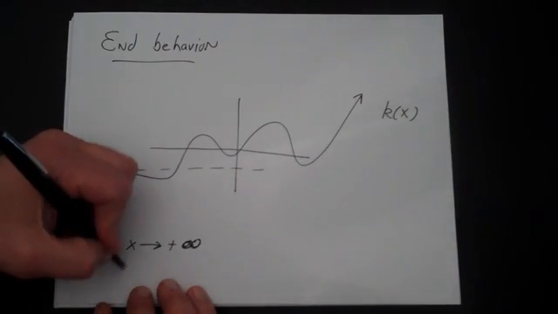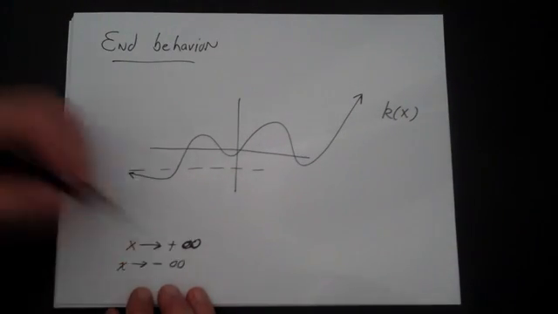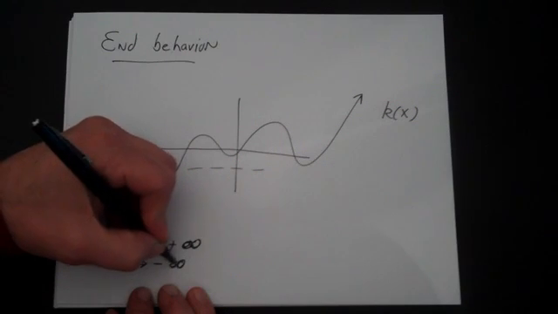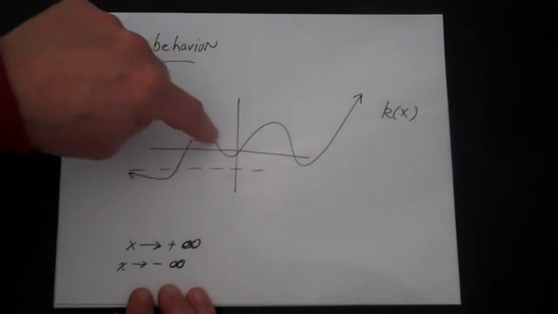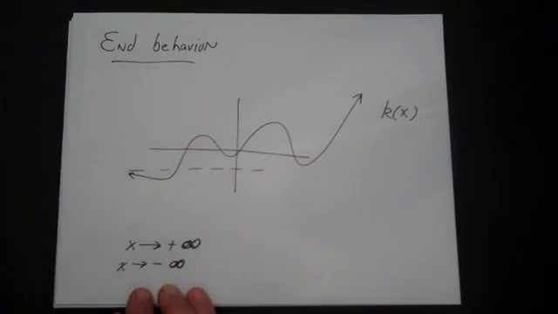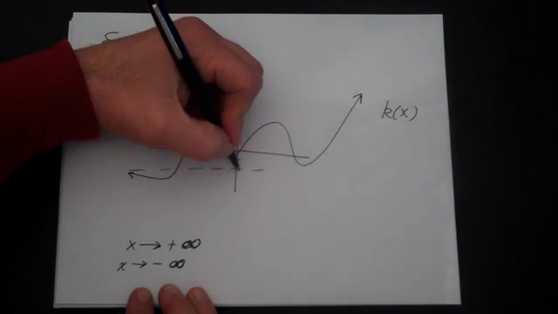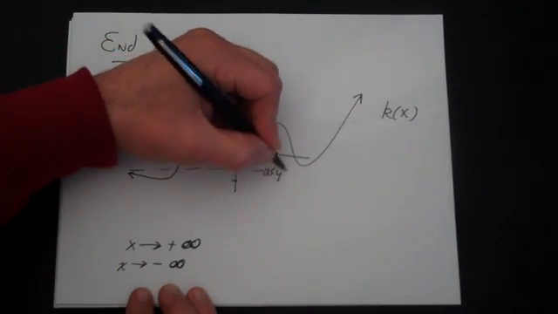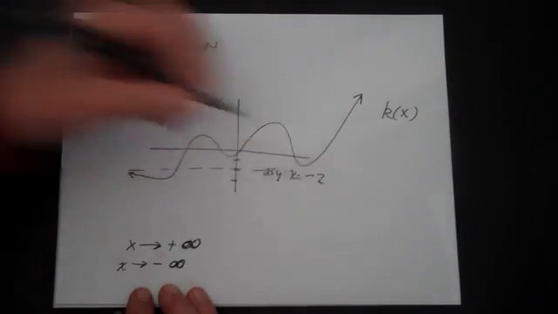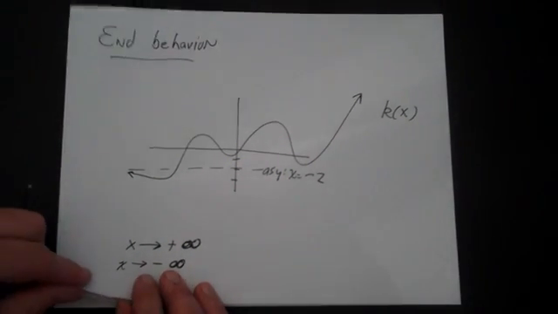Now, as x goes in the other direction, as it goes toward minus infinity, it also behaves a certain way, but in this case it gets closer and closer to some number. In this case, an asymptote at x is equal to minus 2. So that's what we mean by end behavior in general.